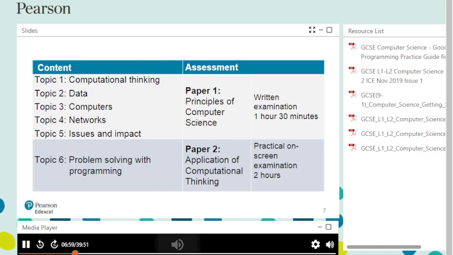Having 2 very different but equally weighted papers gives every student a chance to play to their strength, regardless of whether they perform better on a written paper or a practical assessment. We'll talk about the 2 papers later in this session.